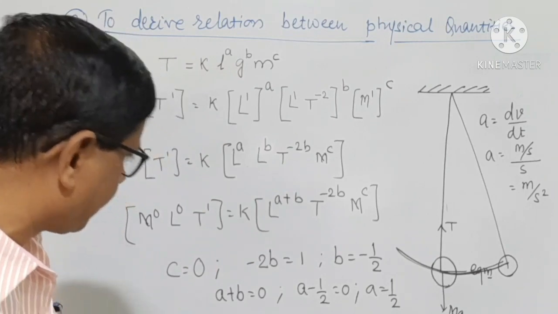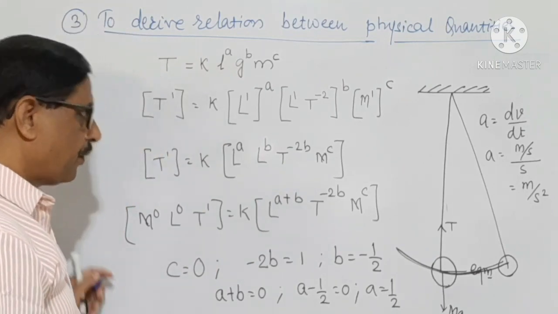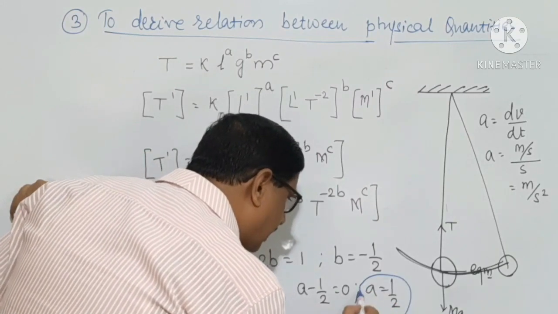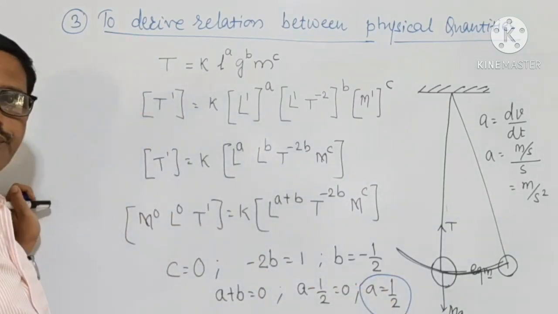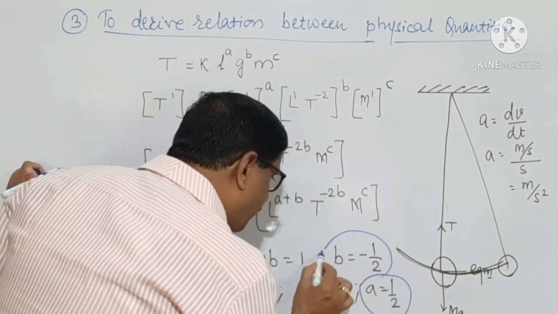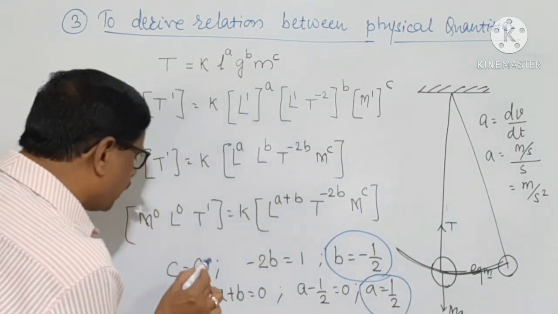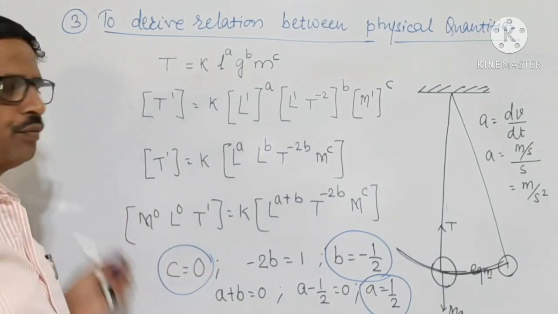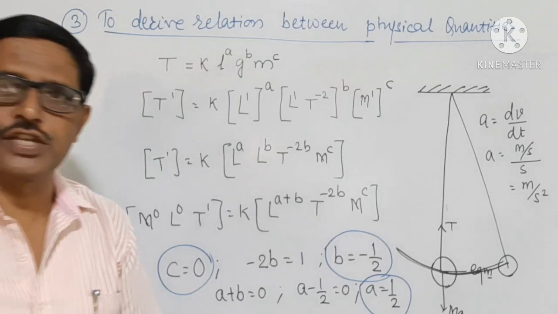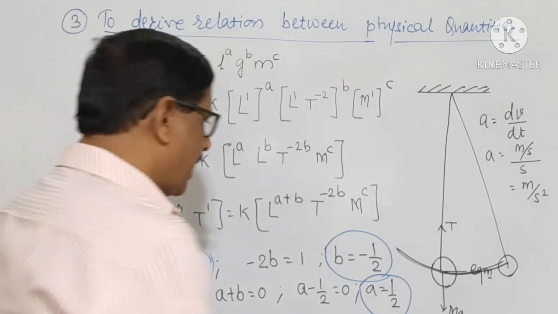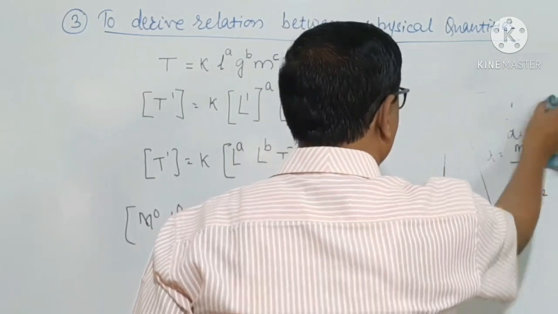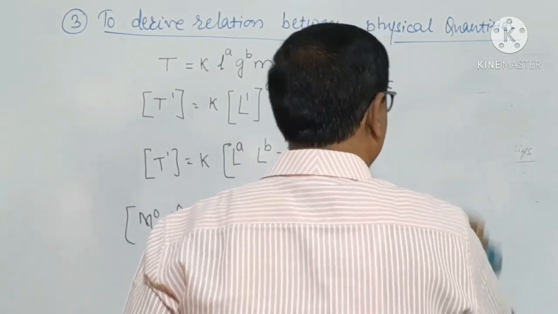Like this, we got the values: a is equal to 1 by 2, b is equal to minus 1 by 2, and c is equal to 0. Using these things, we are able to determine the equation for the period of pendulum.